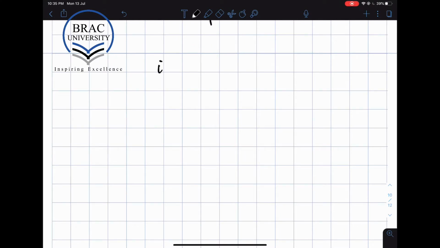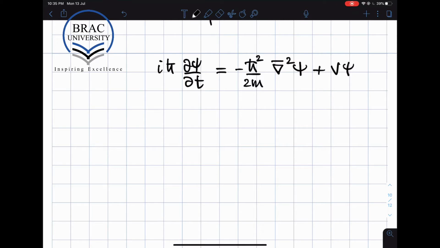So it's i h bar ∂ψ/∂t is equal to minus h bar squared by 2m Laplacian of ψ plus V ψ. So the first thing to notice is that it is linear. There is no ψ squared in it.